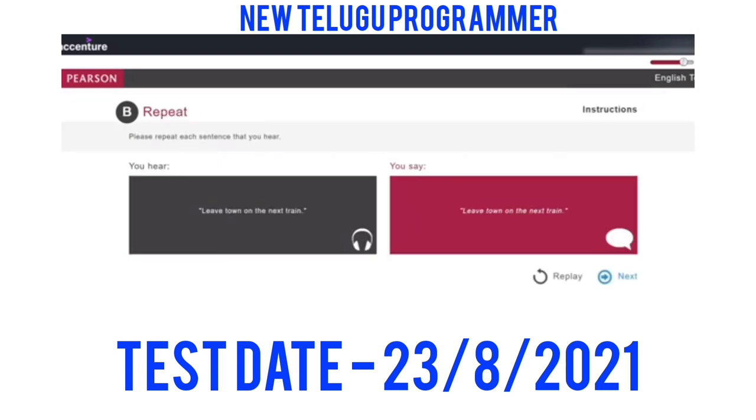Part B. Repeat. Please repeat each sentence that you hear. For example, a voice says, "Leave town on the next train." And you say, "Leave town on the next train."